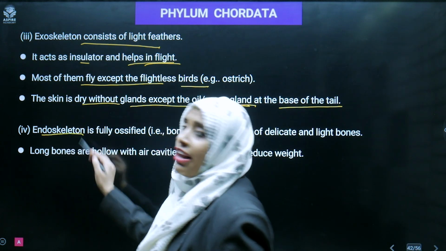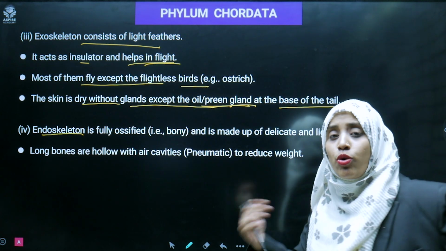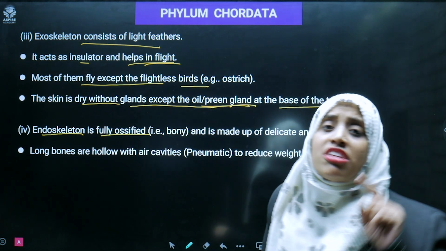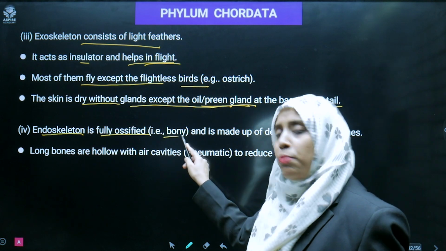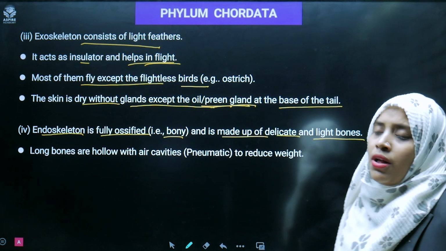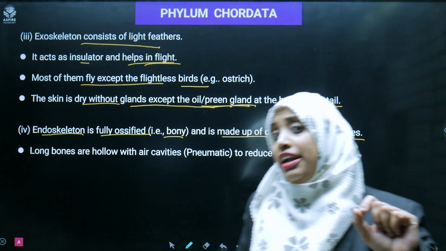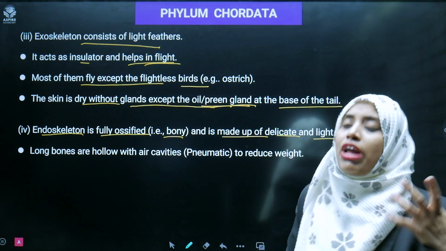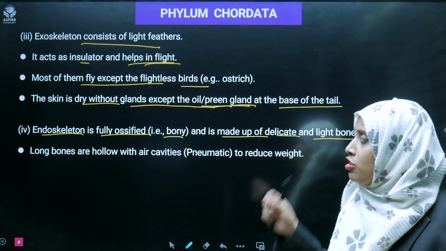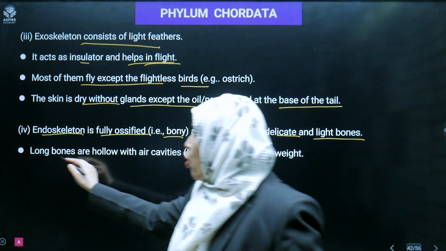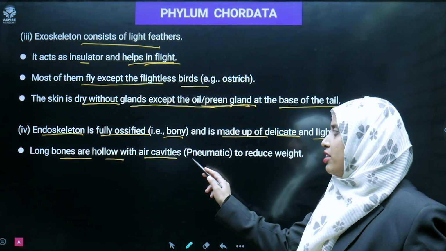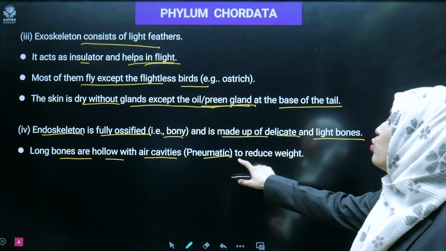Now, endoskeleton. Exoskeleton is the light feather, but what about the endoskeleton? The skeleton is present. It is fully ossified, that means it is a bony skeleton. Bones are present in Aves, and it is made up of delicate and light bones. We know the birds have light and hollow bones that help them to fly. Since they have hollow bones, it makes the body weight very light, so it is easy for them to fly. So long bones are hollow with air cavities. That air cavity we can call pneumatic, to reduce the weight.